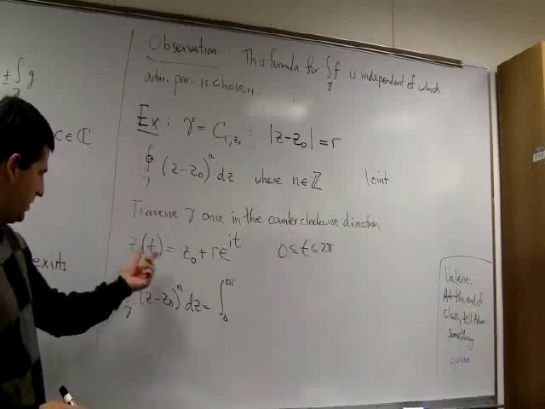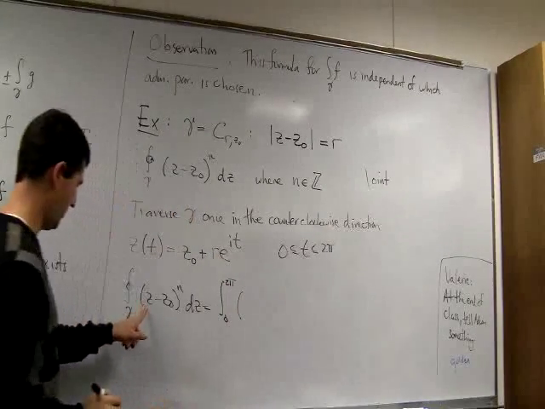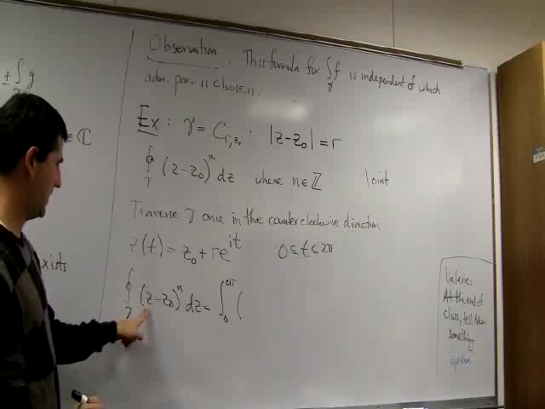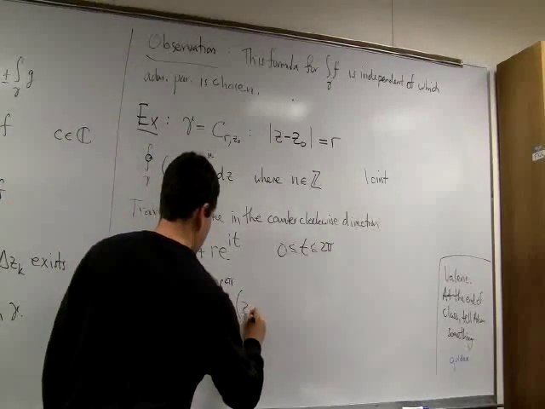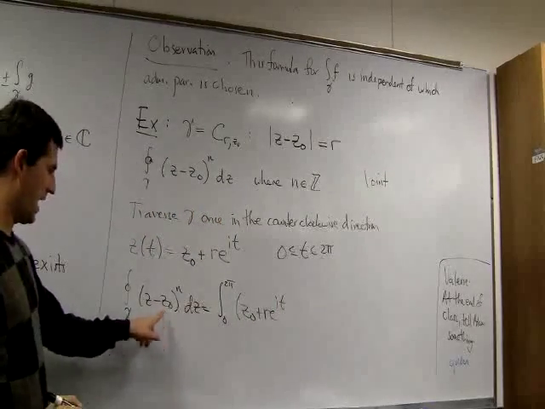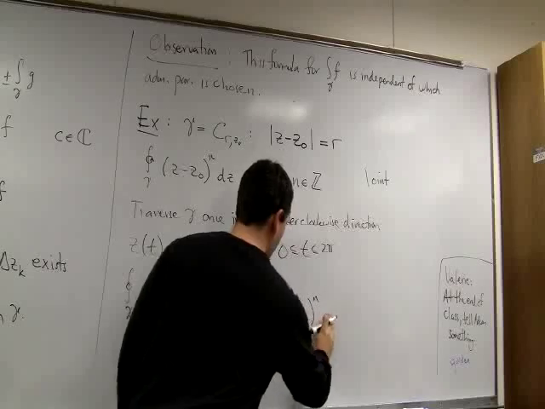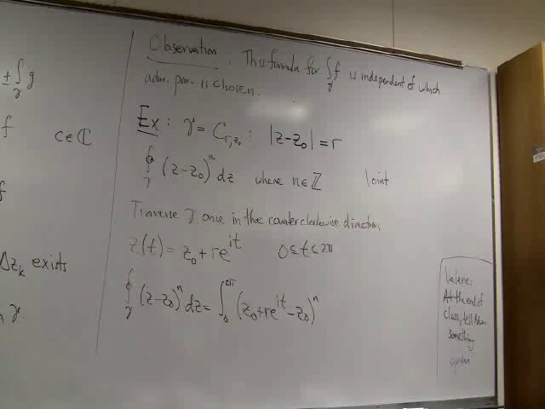But we know what z of t is. It's z naught plus r e to the it. So z becomes z of t, which is z naught plus r e to the it. And then we have to subtract z naught, and raise it to the n. Okay, and that's the first bit.